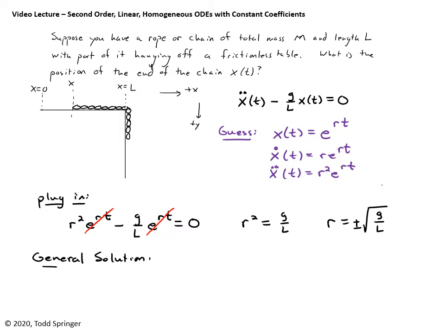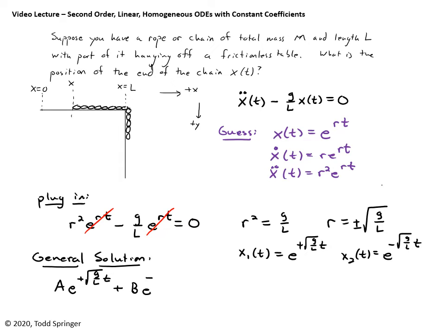which I form by taking those two solutions. x1 of t is e to the plus square root g over L times t, and x2 of t is e to the minus square root g over L times t. Both of those solve the ODE. The general solution is any arbitrary combination of those two: a e to the plus square root g over L times t, plus b e to the minus square root g over L times t. So this is going to be my x of t.